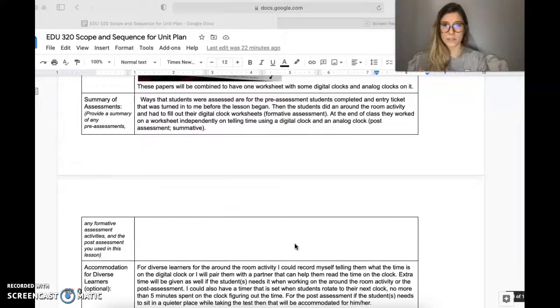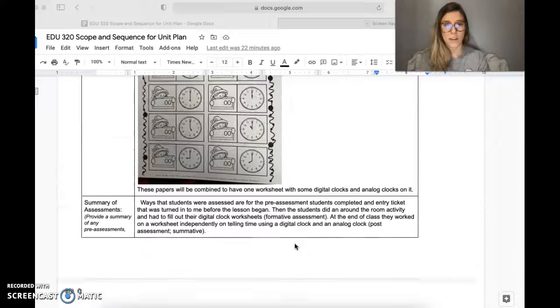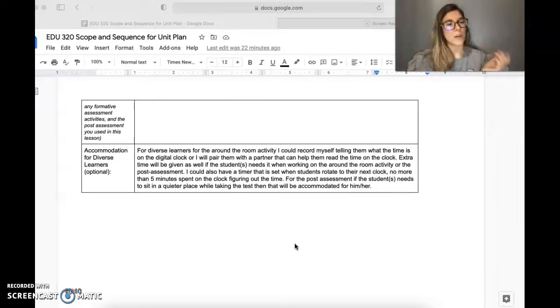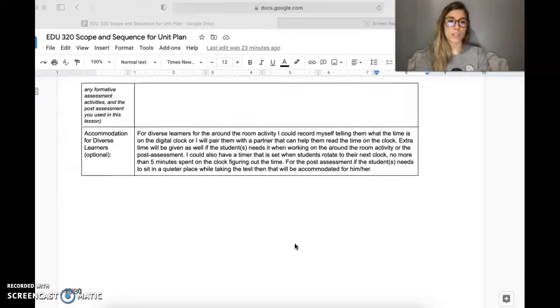And then the summary of assessments are the pre-assessment, the questioning, and then the around the room activity, and then their test worksheet at the end of class. For diverse learners, they can have a quieter place to take their test or do their worksheet in if they need it, and extra time. When working with a partner, they will be given a part. I will partner them with someone who I know will help them read the clock, or there will be audio, of course, again.